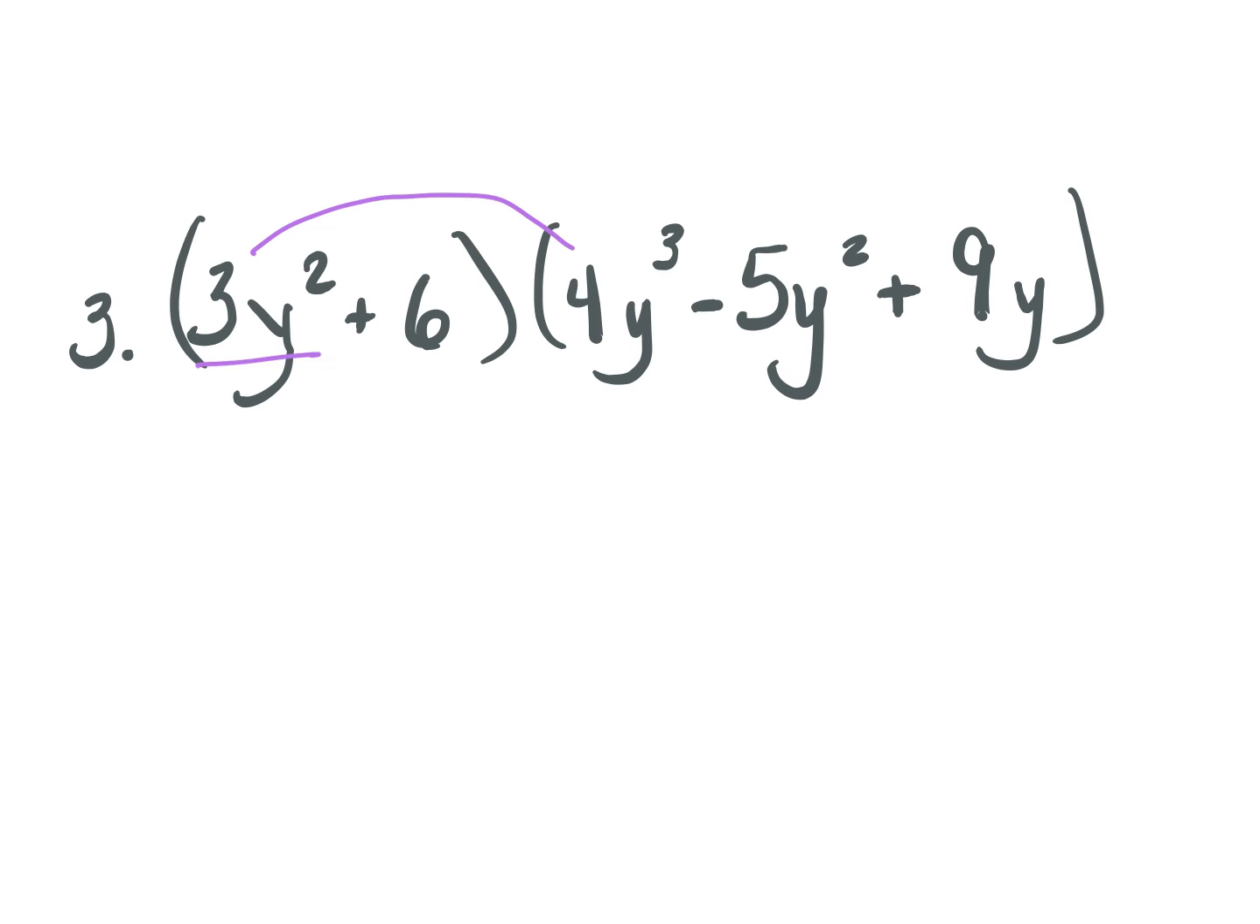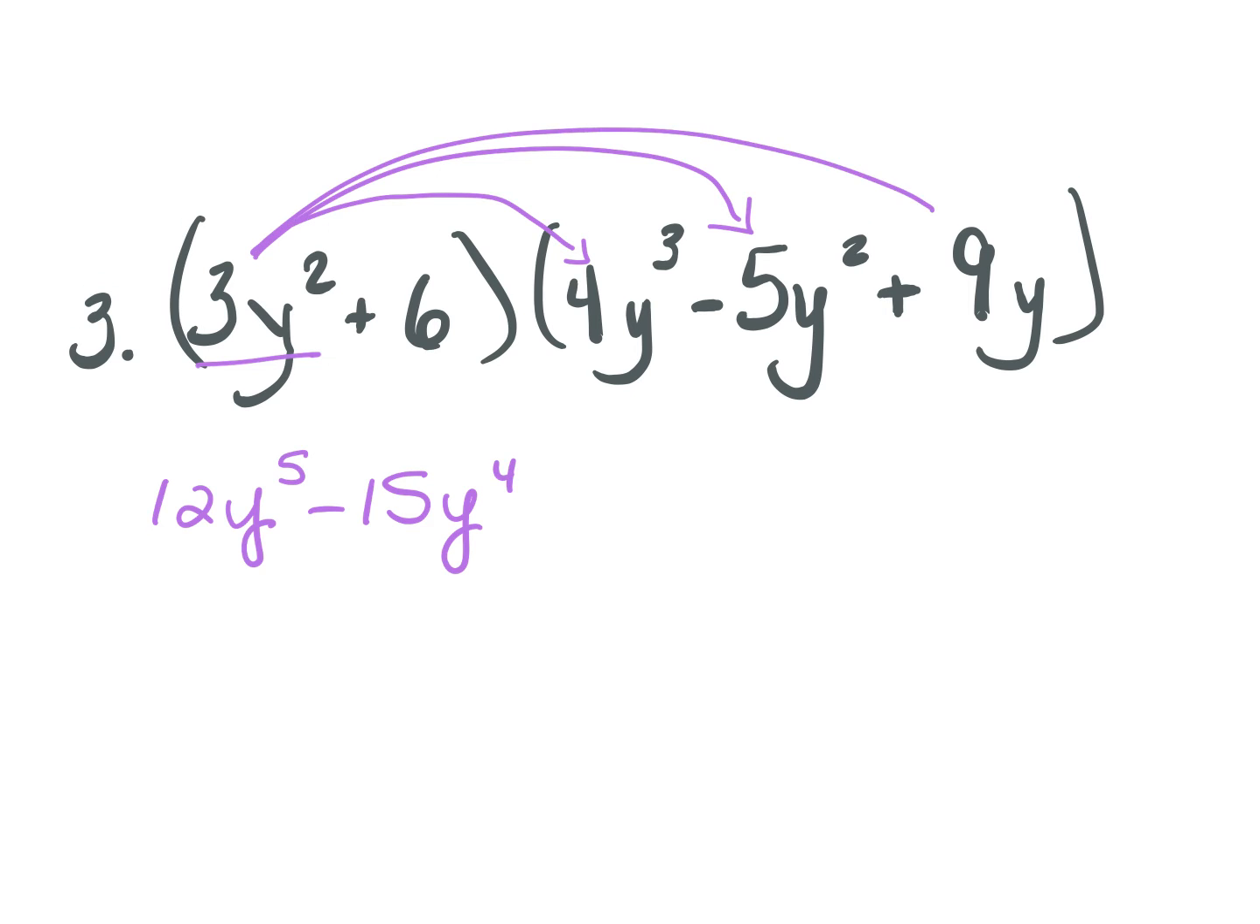3y squared times 4y cubed. 3 times 4 is 12. Y to the 5th. Good. 3y squared times negative 5y squared. 3 times negative 5, negative 15. Y to the 4th. Negative 3y squared times 9y, plus 27y to the 3rd, or cubed, yeah? All right, now we're going to take 6, do the same thing.